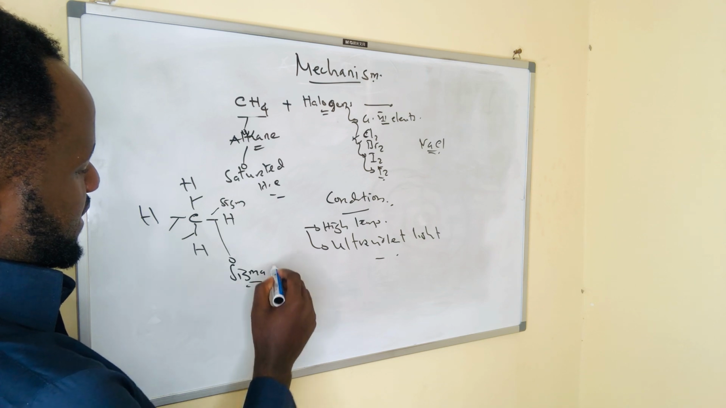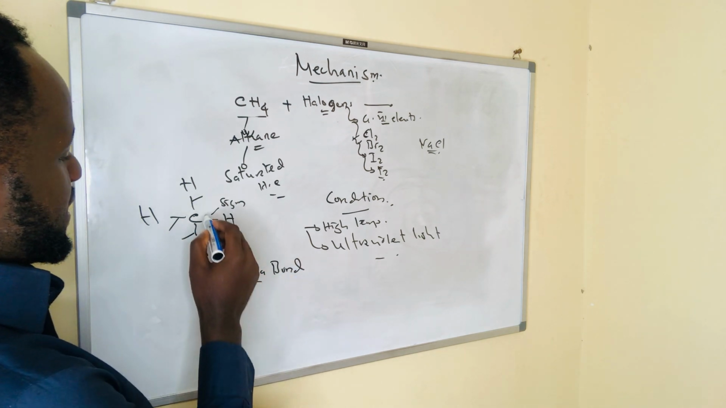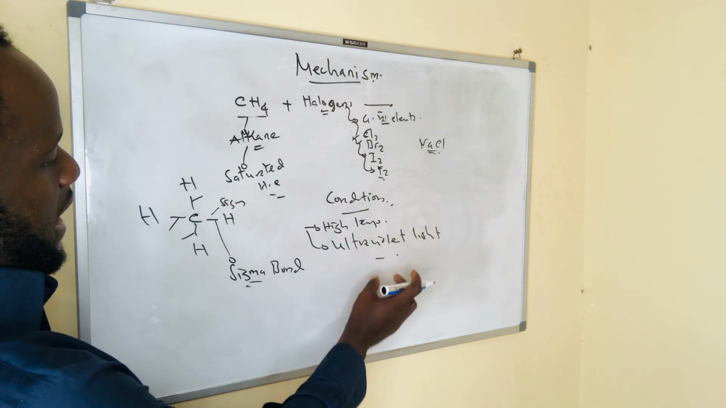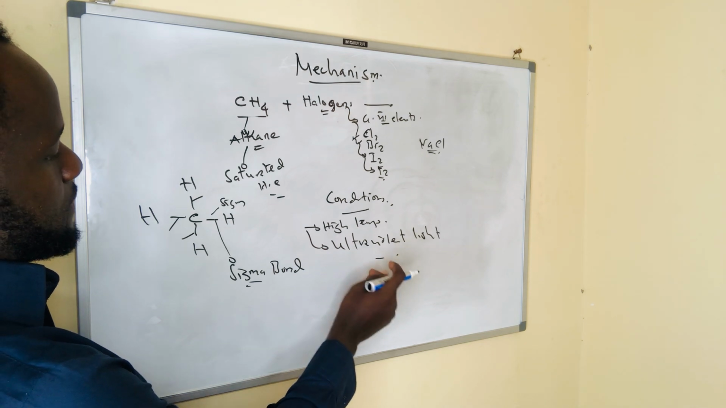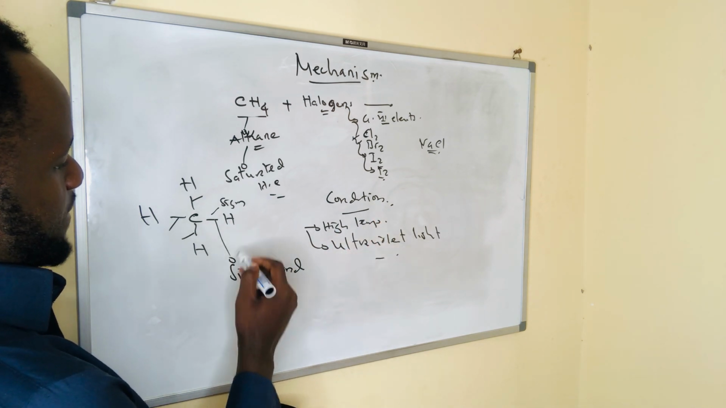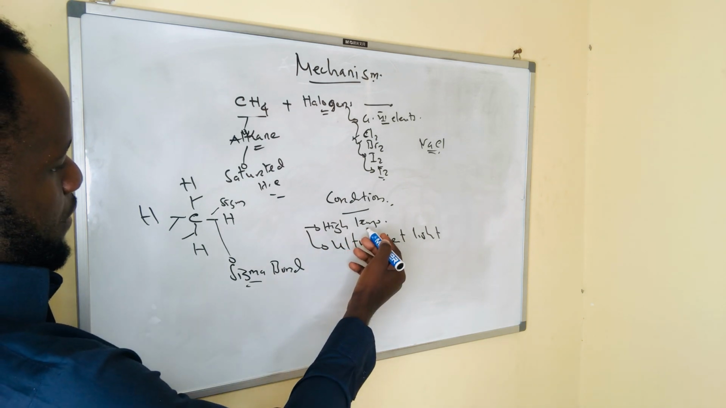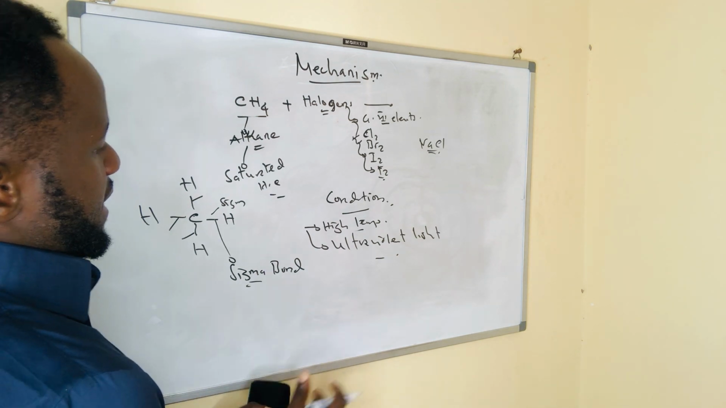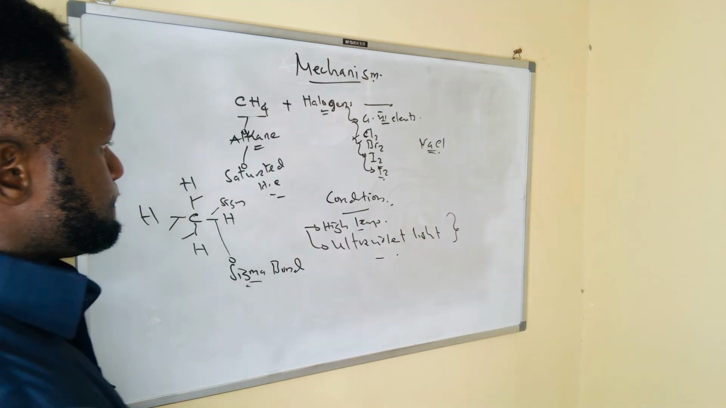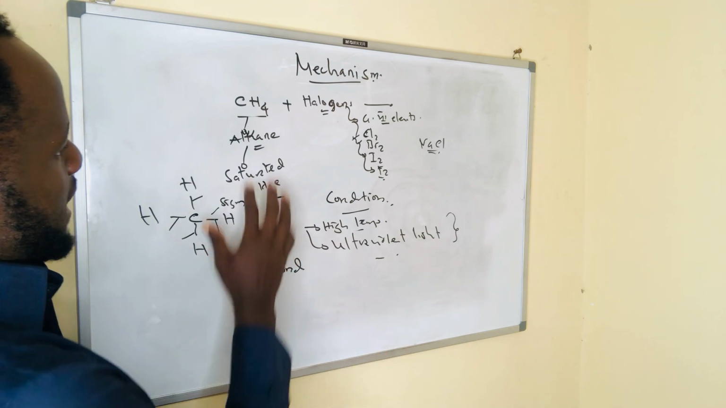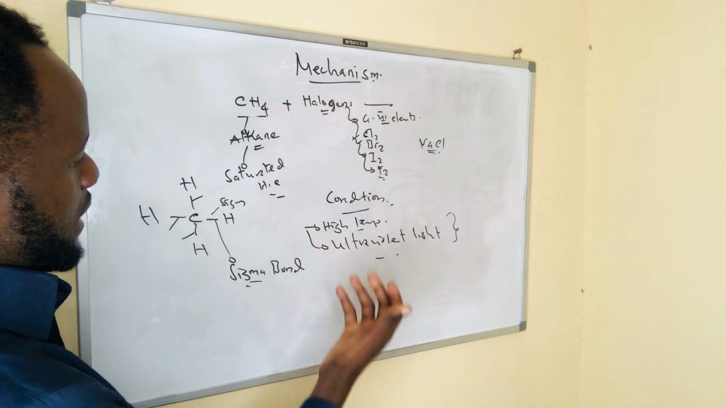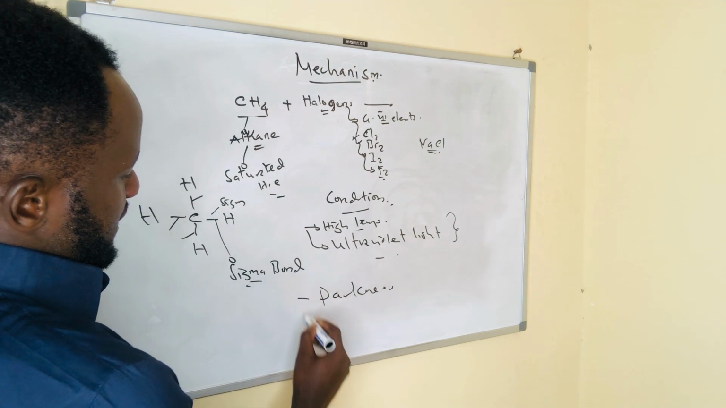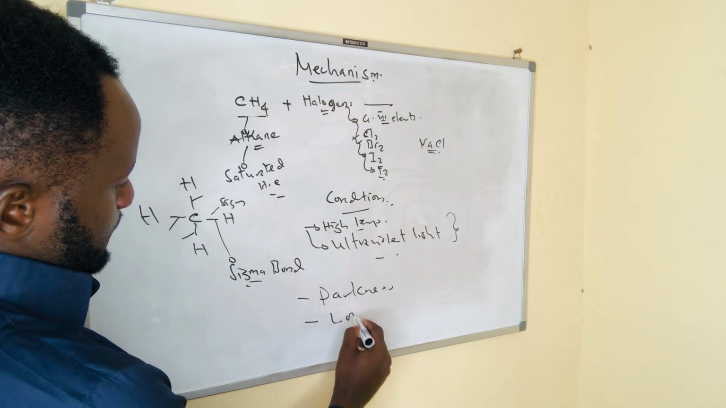You have to break the sigma bond. Because this bond is very strong, that's why we need to use high temperature or ultraviolet light. These conditions are to break this bond. So in order to break a sigma bond, you need to use either high temperature or ultraviolet light. These two conditions are very important. In other words, we can say this mechanism cannot occur in darkness and low temperature.